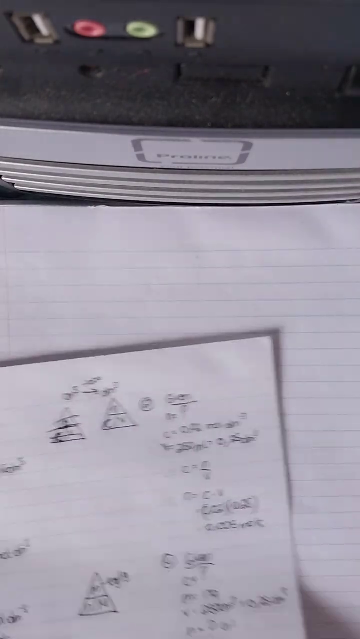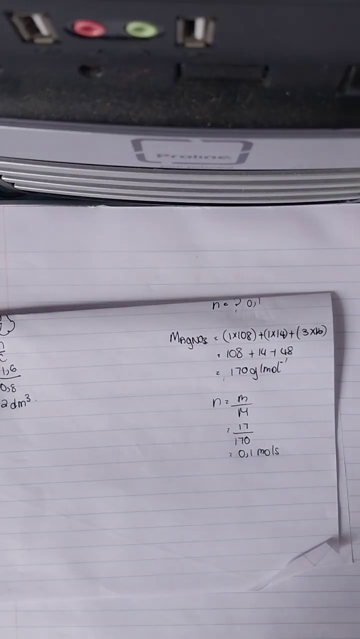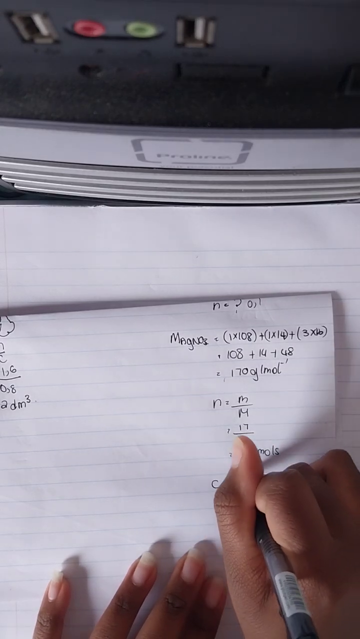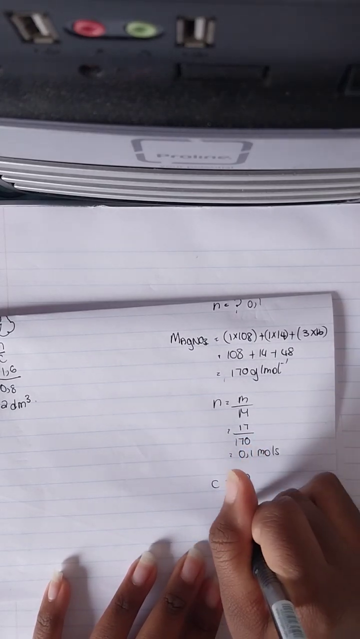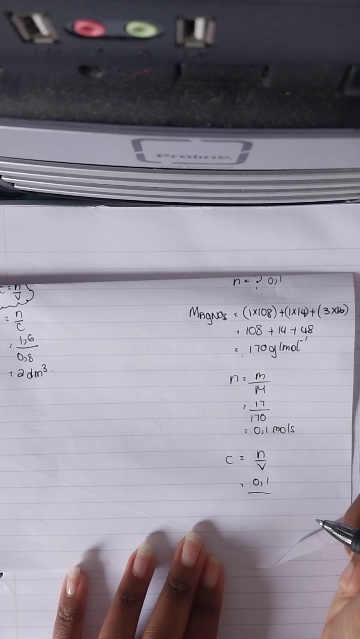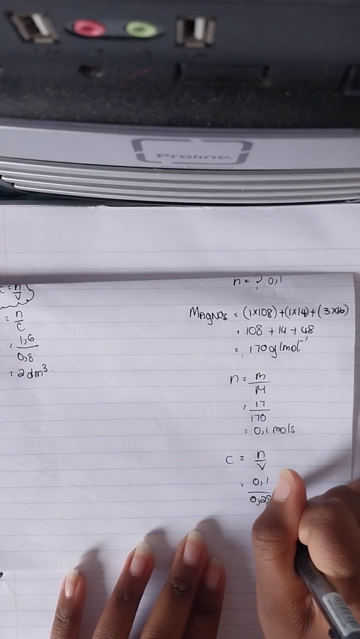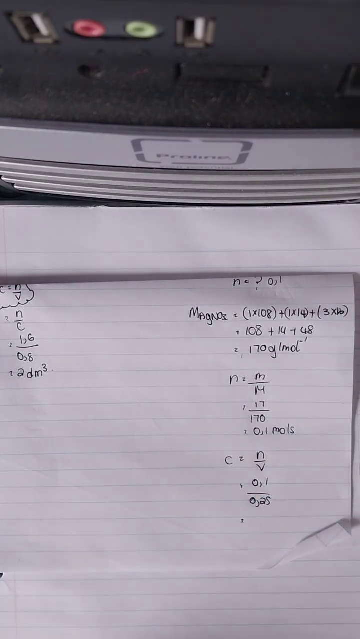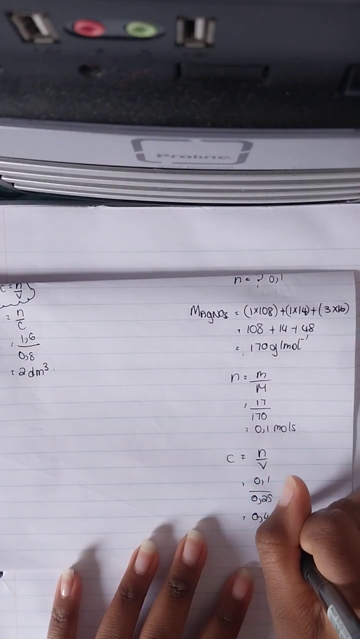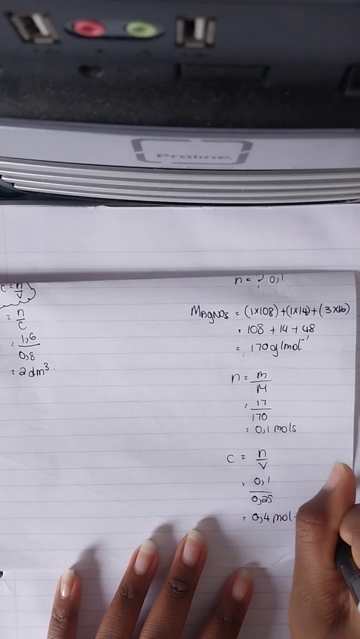Since we have our moles now, which is 0.1, we are finally able to calculate our concentration, which is C is equal to n over V. What is our n? 0.1. What is our V? Our V is 0.25. So 0.1 over 0.25 is going to give me 0.4 mole per dm cubed.